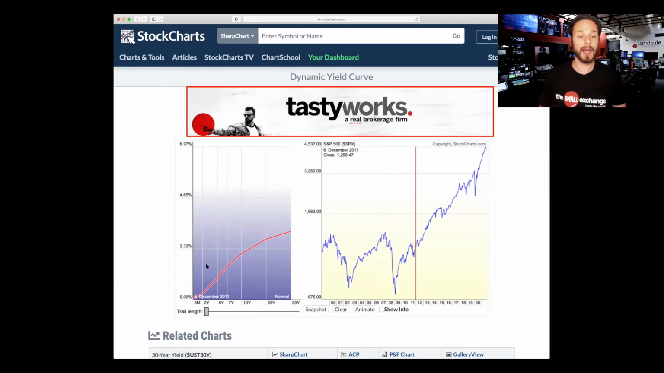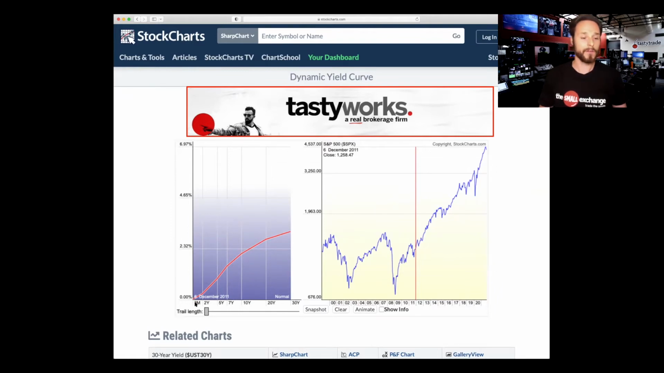And on the left-hand side is showing the yield curve. So the yield curve means the different interest rates for different time periods. So for example, for this particular period in time in 2011, the yield curve looked like this. They call this a normal yield curve. And this has a shape of upward sloping yields.